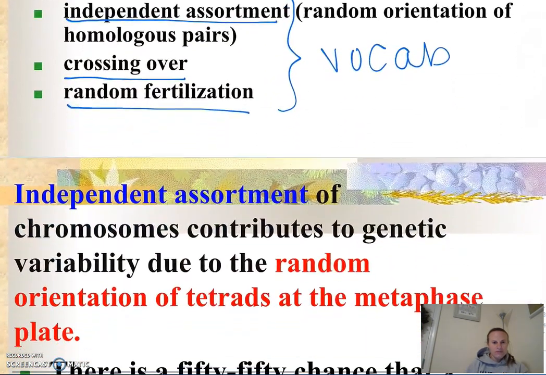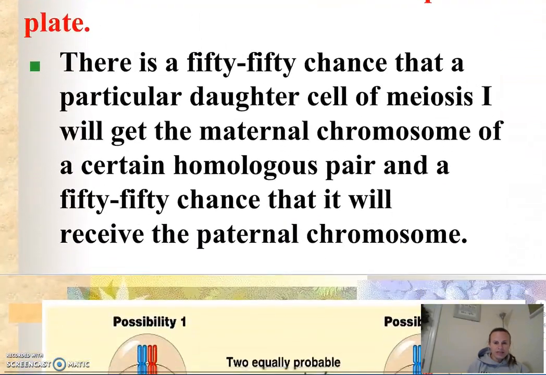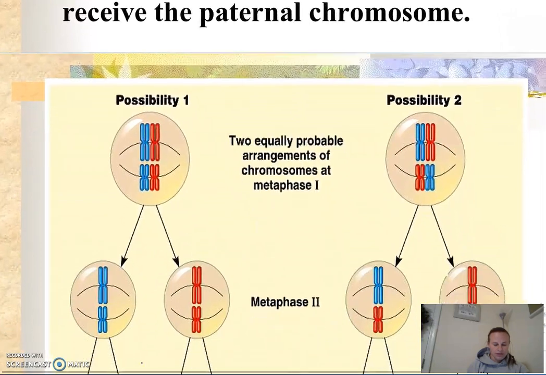So let's first talk about independent assortment. Independent assortment is the random orientation, the random positioning of the tetrads, of those homologous pairs at the metaphase plate, where there's a 50-50 chance that either mom's going to line up on one side or dad's going to line up on the other side.